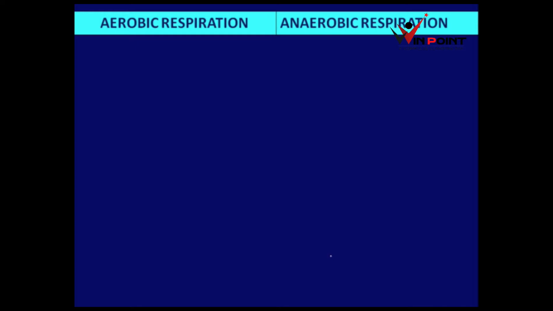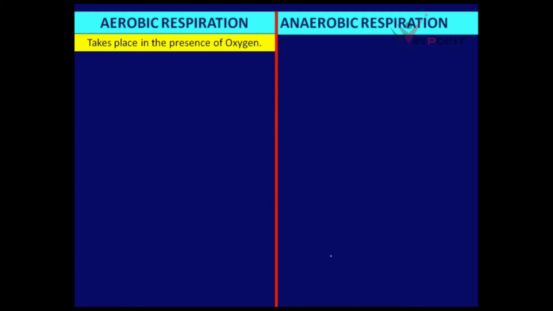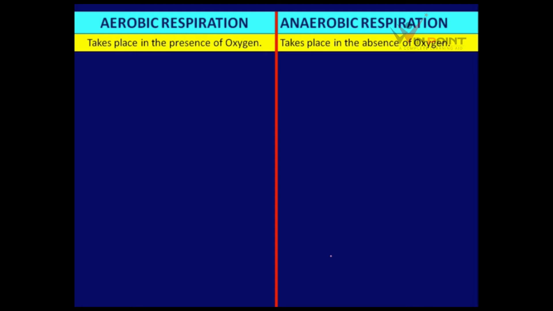Now let's understand the two types of respiration, that is aerobic respiration and anaerobic respiration. Aerobic respiration is the respiration where oxygen is required, whereas anaerobic respiration is where there is no need of oxygen. So it takes place in the absence of oxygen. So let's understand the difference between aerobic respiration and anaerobic respiration. Aerobic respiration takes place in the presence of oxygen. Anaerobic respiration takes place in the absence of oxygen.